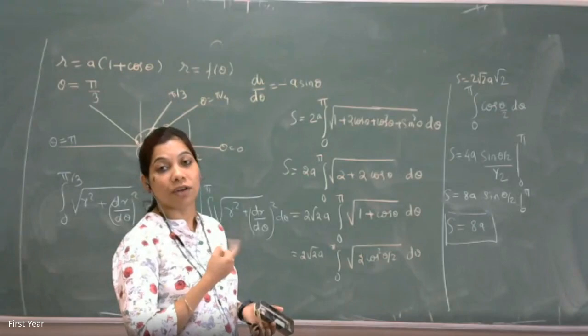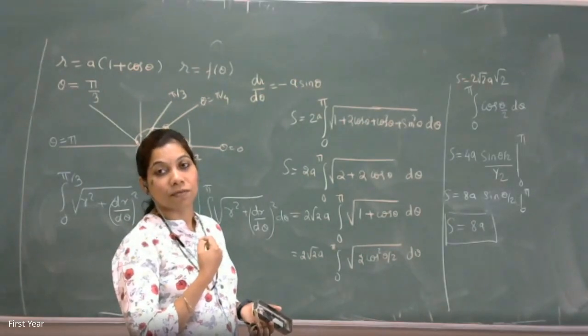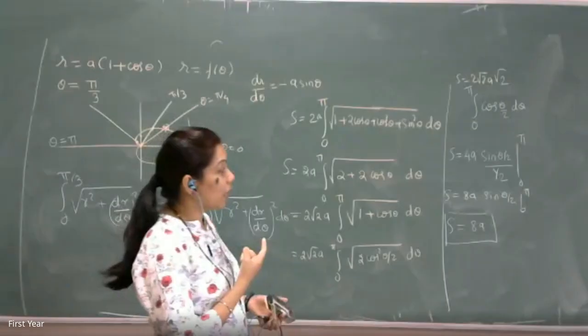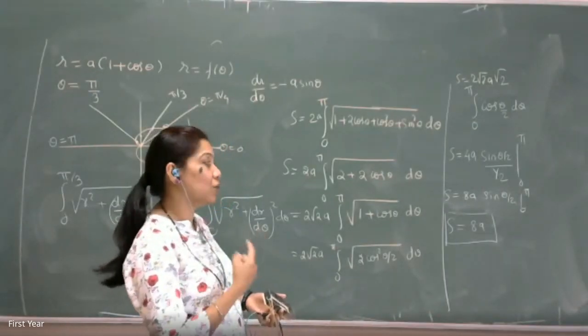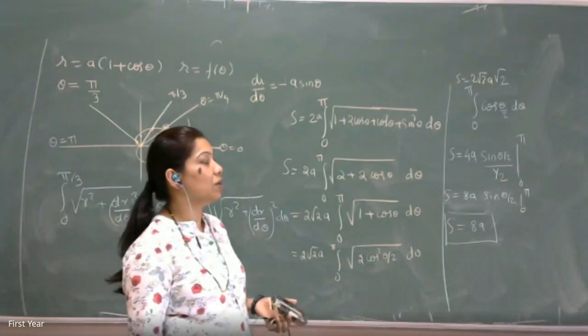2a, not 4a even. Right, Sakshi? Yes, ma'am. So that half will go on top. It is 8a sin theta by 2, sin phi by 2 is 1, and sin 0 is 0. So 8a into 1 minus 0, which is 8.